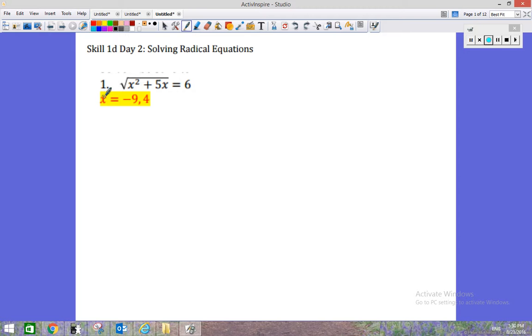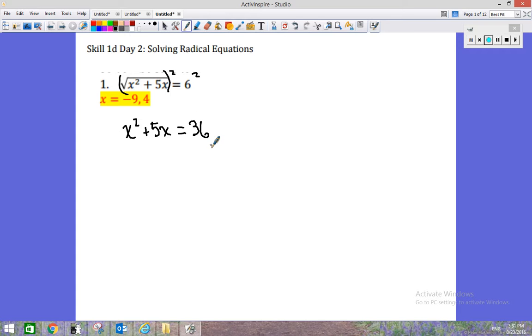So our technique is going to be to isolate the term that has your radical and then square both sides of the equation. So here I'm going to square the left-hand side. To balance the equation, I square the right-hand side. When I do that, I have x squared plus 5x is equal to 36.